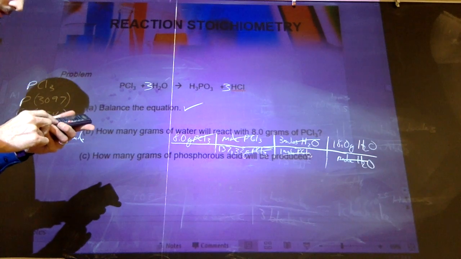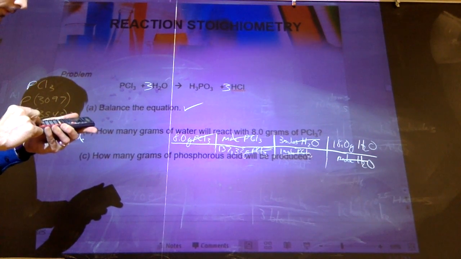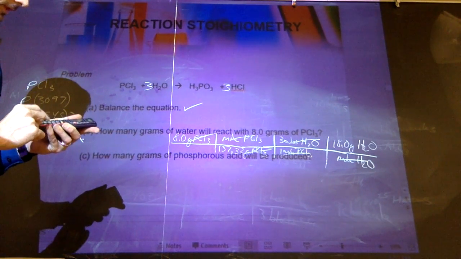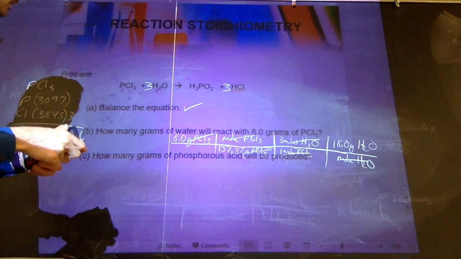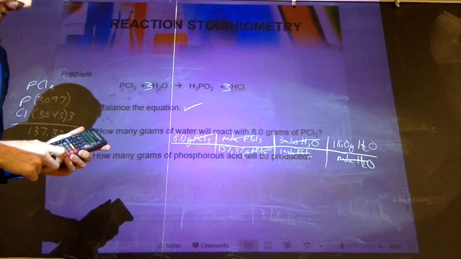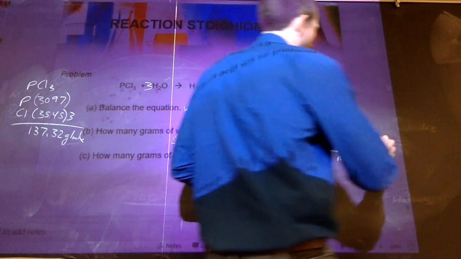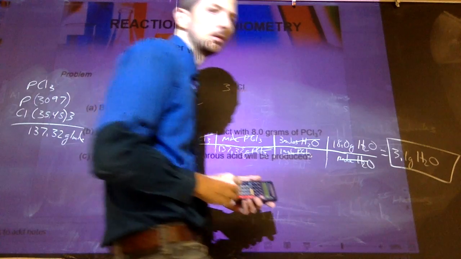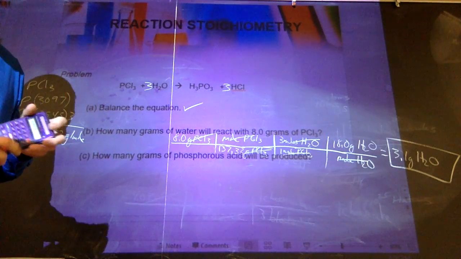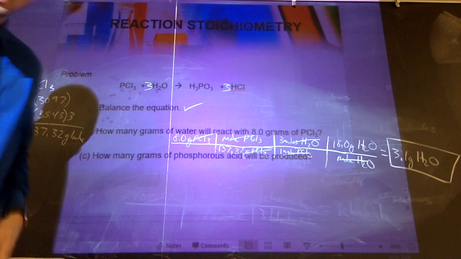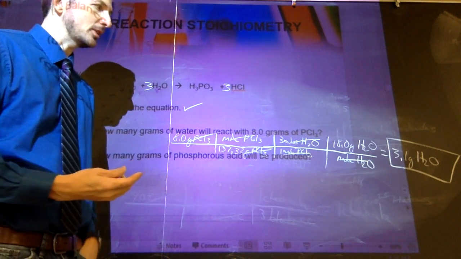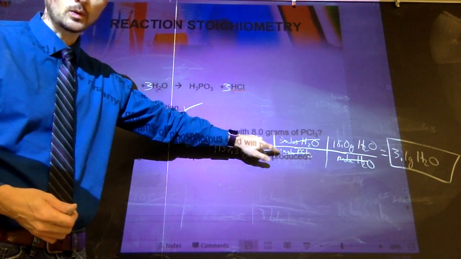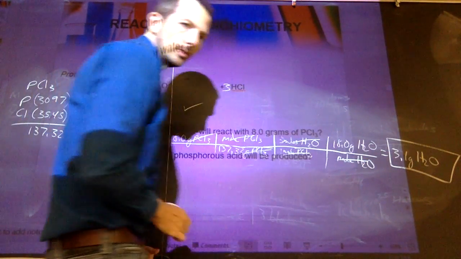So I have 8 divided by 137.32 times 3 times 18. So I get two significant figures, I get 3.1. On the inquiry sheet for stoichiometry, a lot of those just keep it in moles. So when you get your moles here, you just again use your mole ratio from your balanced equation. You wouldn't even have to do those two steps.